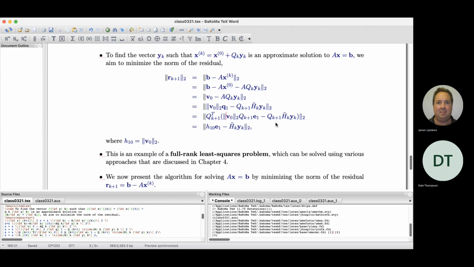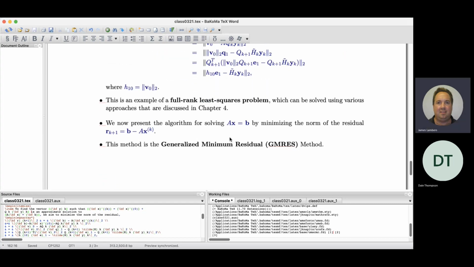So all the pieces of the algorithm are now in place, because we're trying to compute solutions of this form with each iteration. We now know how to get this matrix. We also know how to get this vector by solving this full-rank least squares problem. So putting it all together, we have what's called GMRES, the generalized minimum residual method.